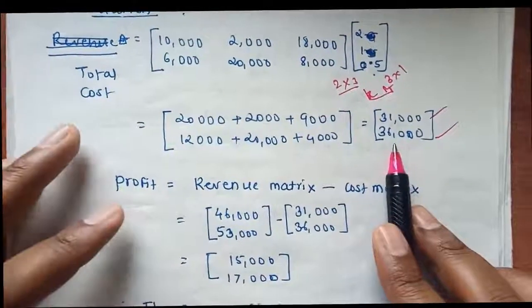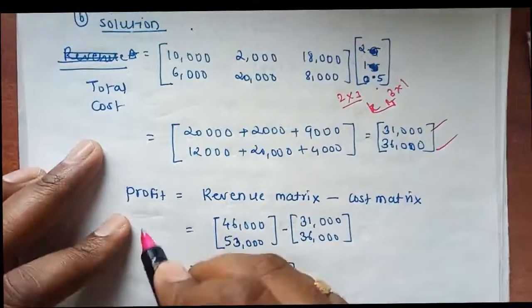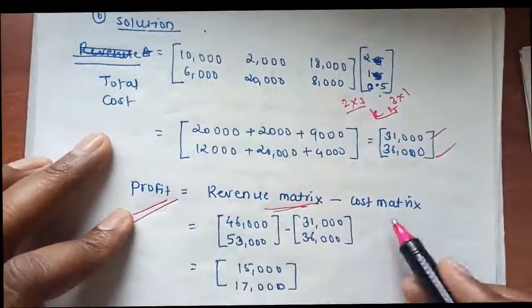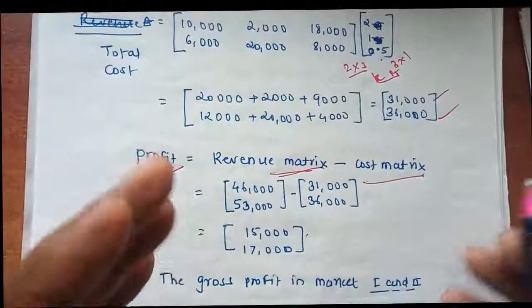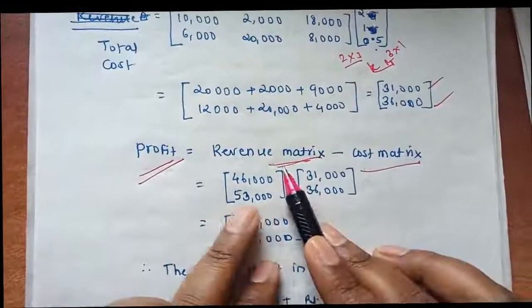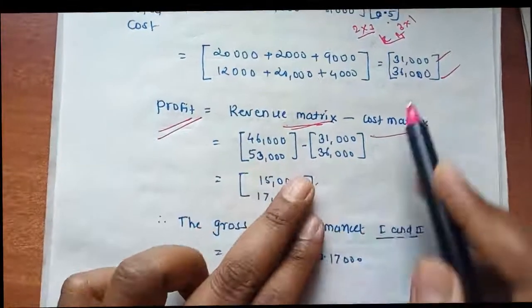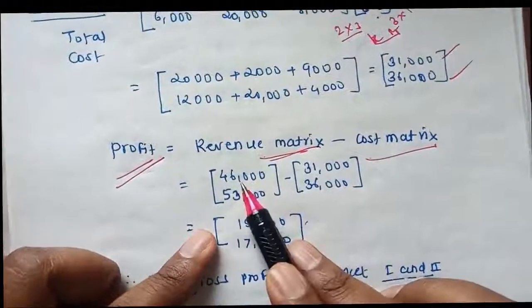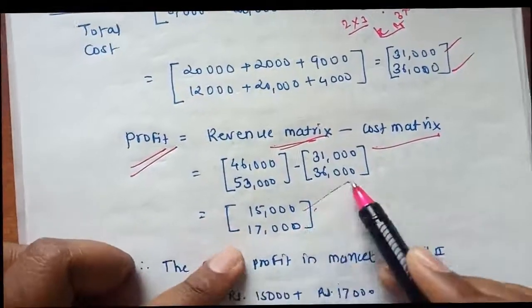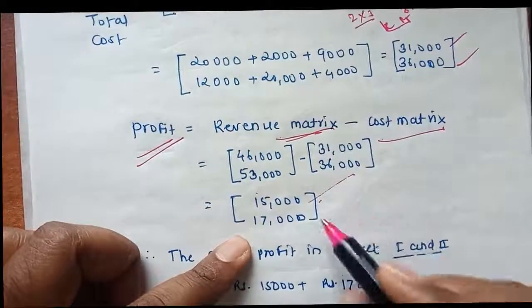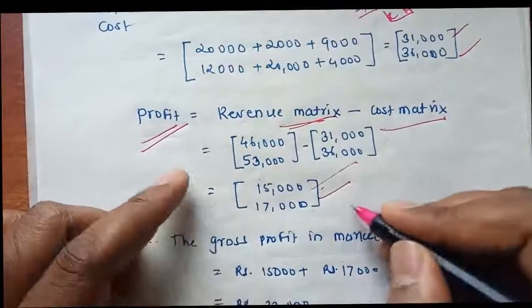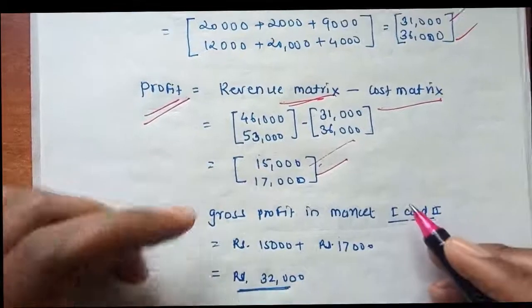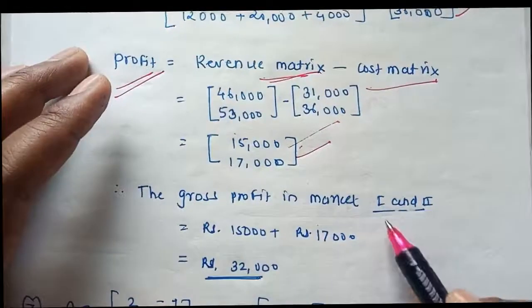Now this is nothing but the total cost. If I want to find the profit, it should be revenue minus cost, so just subtract both the matrices. The revenue matrix we got is 46,000, 53,000. The total cost matrix is 31,000, 36,000. Now 46,000 minus 31,000, I get 15,000, and 53,000 minus 36,000, I get 17,000. So this is nothing but the profit of the particular person in markets 1 and 2.